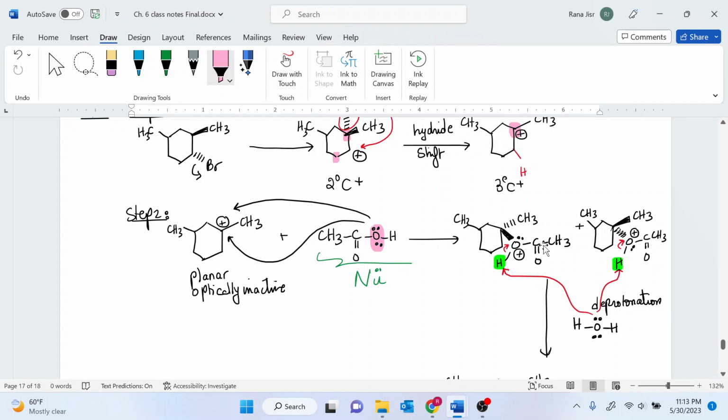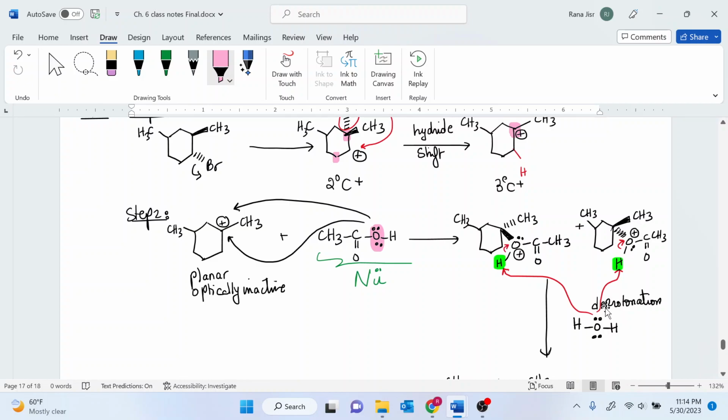Write everything in there. The acetic acid is going to attack either from the top or from the bottom. So show it as attacking from the top and attacking from the bottom. That's going to push the CH3 to the back or to the front.